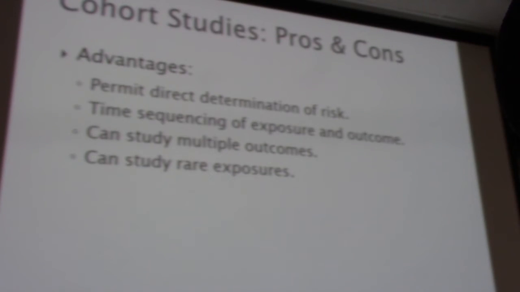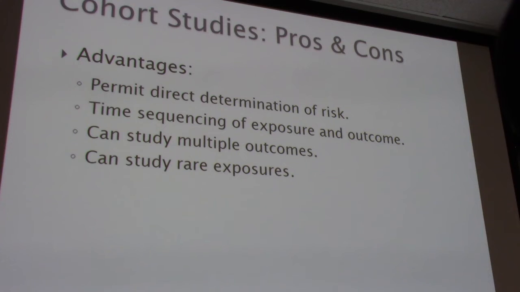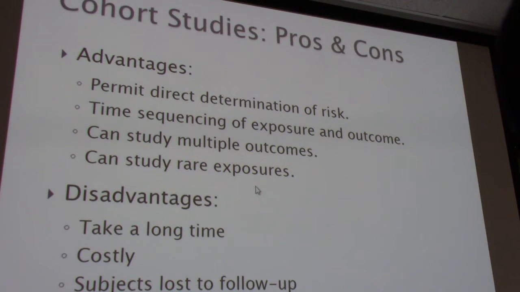So the pros and cons of a cohort study. The advantages are that you do get a direct estimate of risk. You can look at the time sequencing of the exposure and outcome, that's a big advantage. And you can study multiple outcomes, and you can study rare exposures. So the disadvantages, the big one is that it takes a really long time. It can be costly, and you have to deal with issues of loss to follow-up.